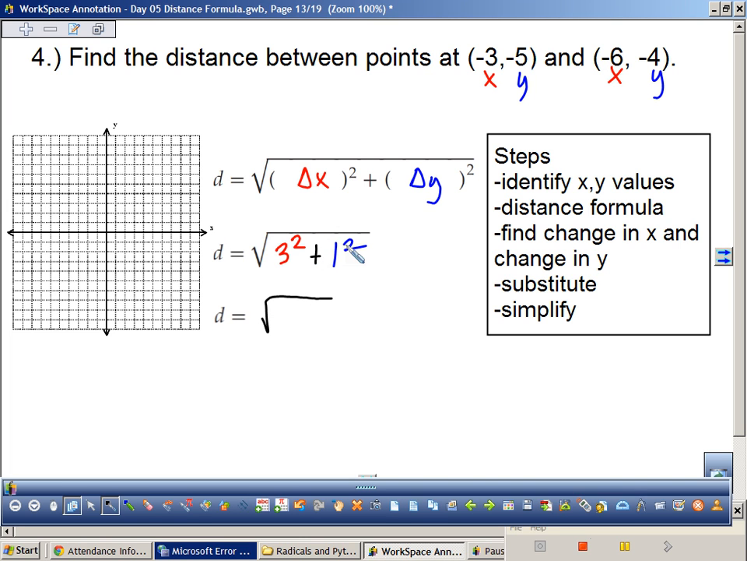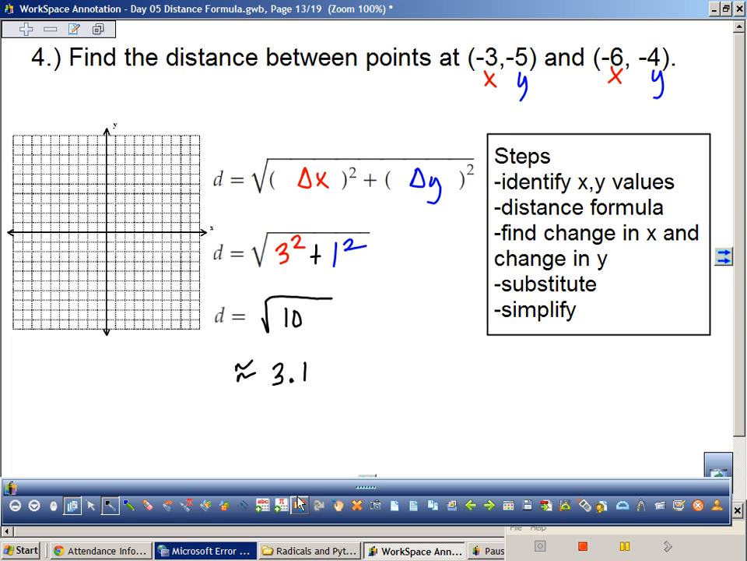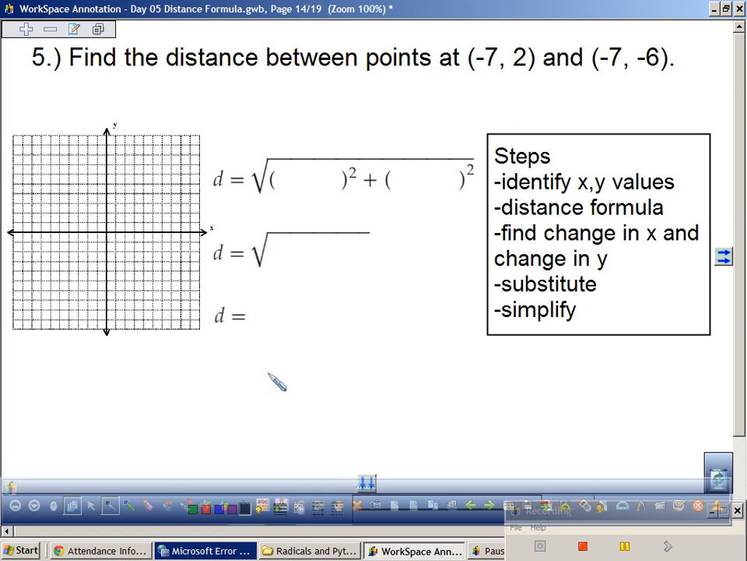So what is that? 9 plus 1 is 10. Can I simplify that anymore? So let's approximate it. What would that be? That'd be between 3.1? Something like that? I think it's 3 point something. Oh, yeah, 3.1. Pretty easy, huh? Isn't this so much easier than x2 minus x1 plus y2 minus y1? It's exactly the same.